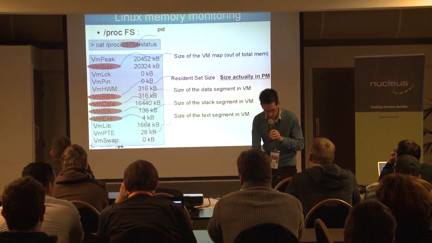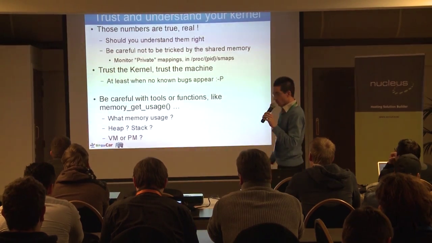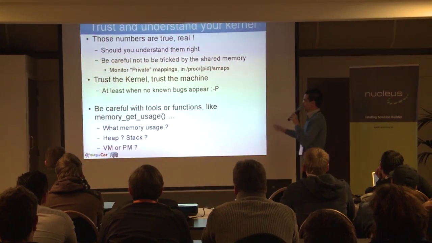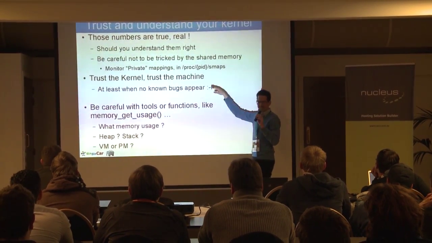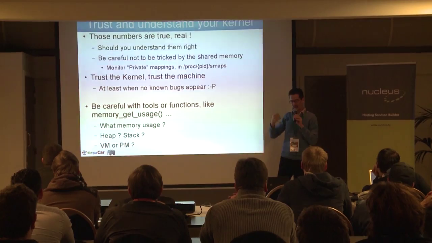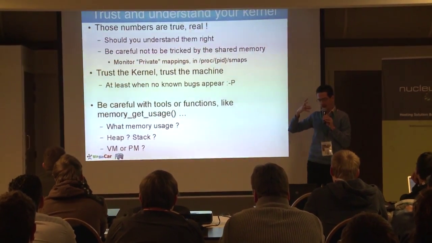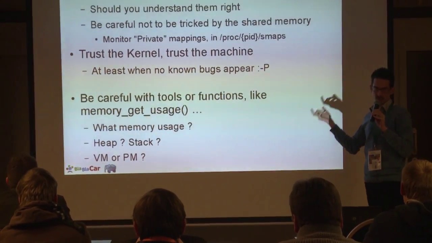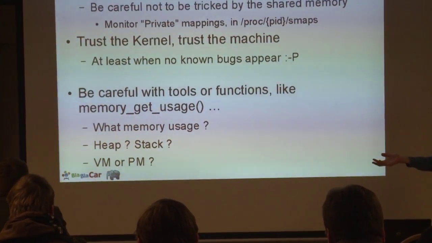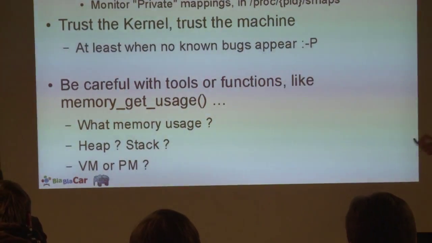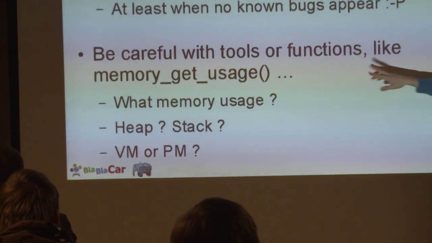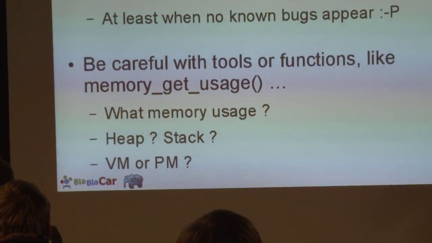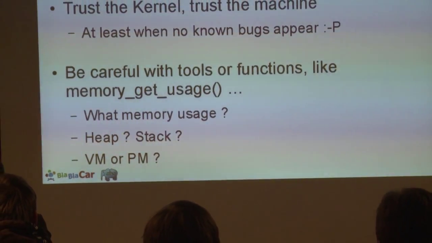I think everybody knows /proc. Those numbers are real, they are true, at least when you have no bugs in your kernel. The kernel, the brain of your software, really tells you how much memory it is actually using for each process. So trust it, okay, trust it. And be careful with those functions which will show you, I don't know what they will show you. We'll see later what they show you.